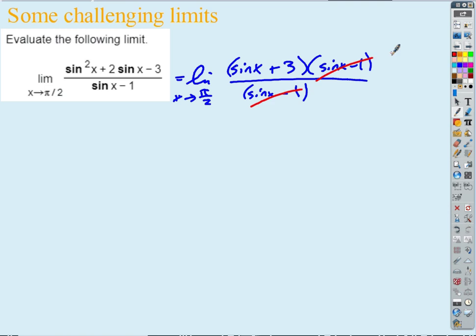Now we can evaluate the limit directly. So what do we get if we let x go to pi halves? 4. Right? Okay.